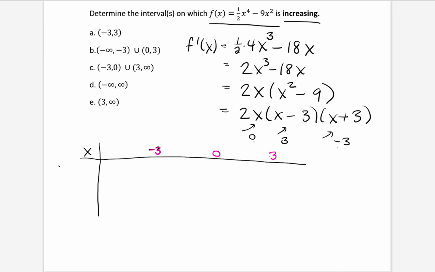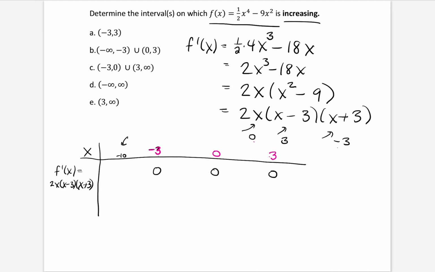Now let's put our first derivative here in its factored form. So 2x times x minus 3 times x plus 3. Now at these values, negative 3, 0, and 3, our first derivative equals 0. So we'll put zeros there. Now let's pick a value of x that's less than negative 3. Let's say negative 10. And we don't really even have to calculate the number when we put it into the first derivative. We just need to know the sign.